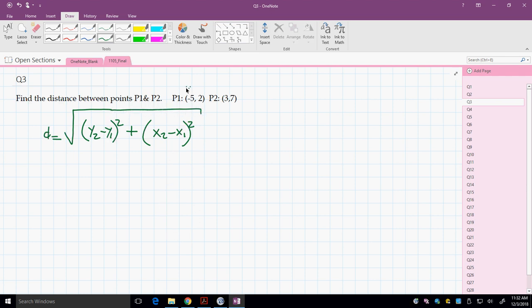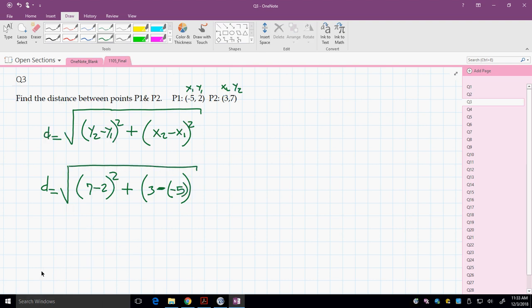So now I'm going to label x1, y1, x2, y2, just to make it easier. So the distance is equal to the square root, and now substitute my values. y2 is 7 minus y1, which is 2, raised to the second power, plus x2, which is 3, minus x1, which is negative 5. Be careful every time we're using these formulas and you have a negative. The first negative is from the formula, the second negative is from the number. Make sure to write both of them.